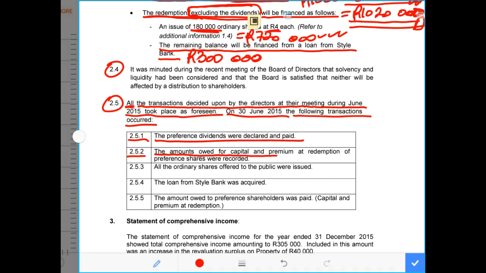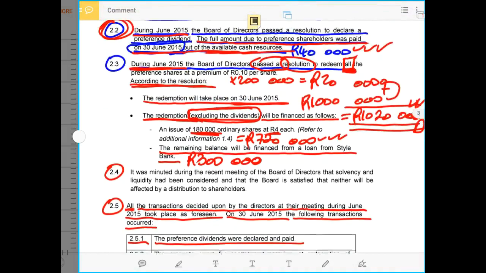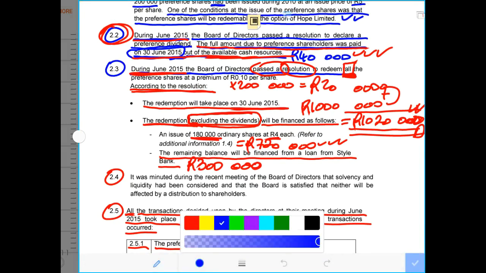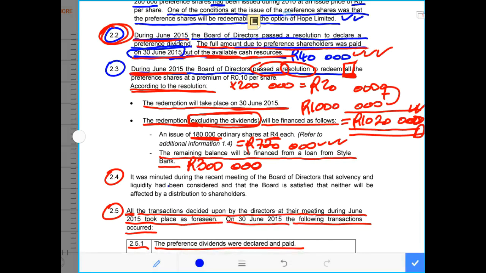Then they are further saying to us under 2.5.2 that the amounts owed for capital and premium at redemption of preference shares were recorded. Remember, when we redeemed the preference shares, there were two things that had to be paid to the preference shareholder, the capital and the premium. We said the premium will be 20,000 rands, and the capital will be 1 million because all the shares were redeemed. So that means a total amount of 1,020,000, meaning the premium and the capital.